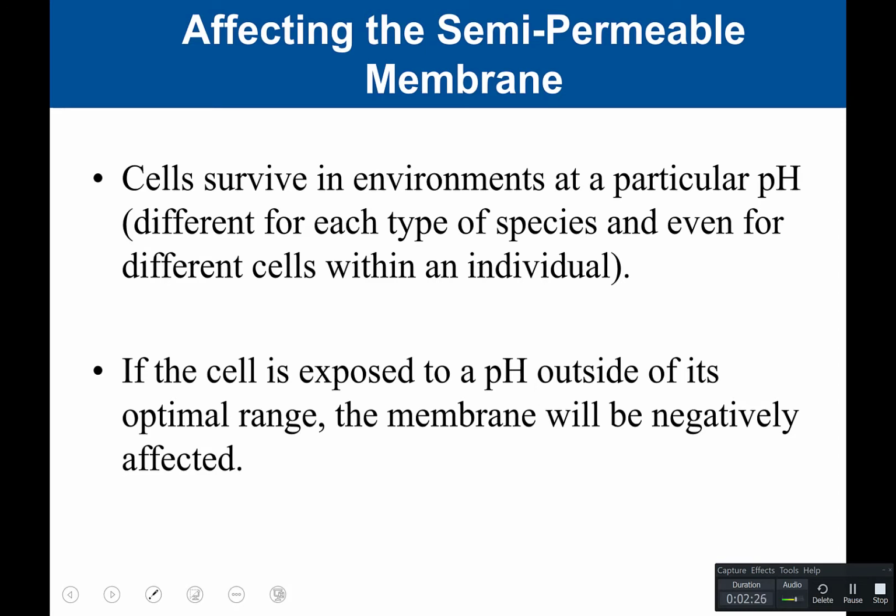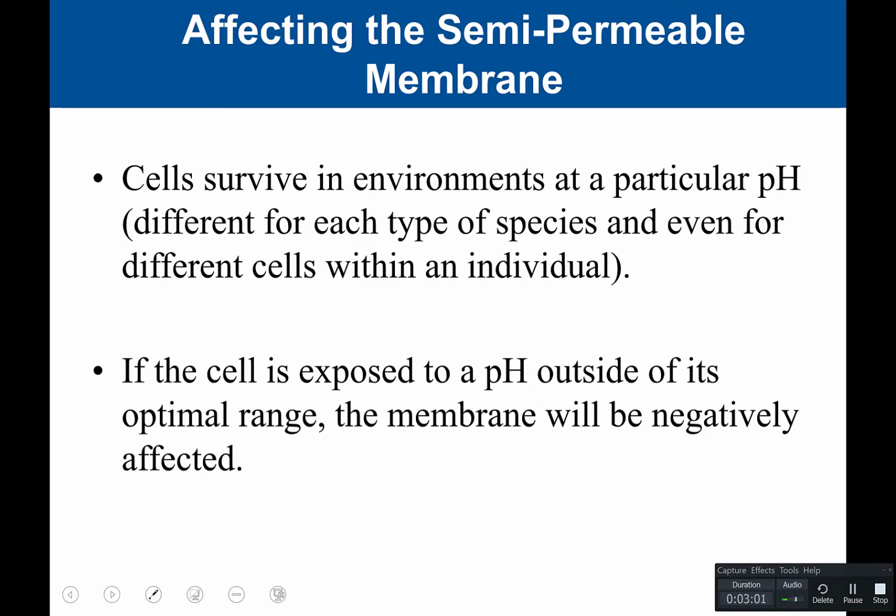Because if you have extra hydrogens in the solution, the protein in the membrane might start interacting with those hydrogens rather than interacting with itself. And it might cause the protein to denature, which means unfold. And so you can imagine if you have this globular protein in that membrane and it denatures and it unfolds, essentially what you're going to end up with is a big hole in your membrane. And as a result, the cell is going to die. And so cells have to be within their correct pH in order for the cell to survive.